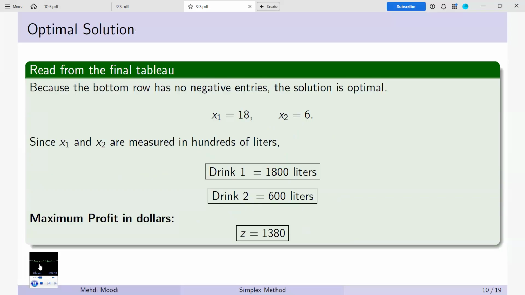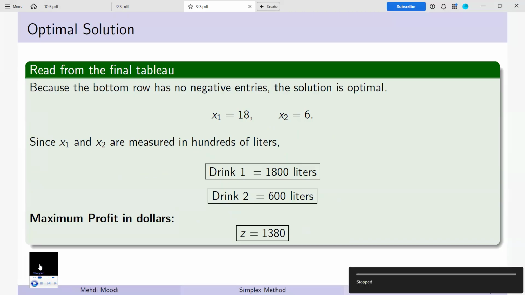Now we read the answer directly from the final Tableau. The company should produce 1,800 liters of drink 1 and 600 liters of drink 2. The maximum profit is $1,380. So the math has officially chosen the menu.